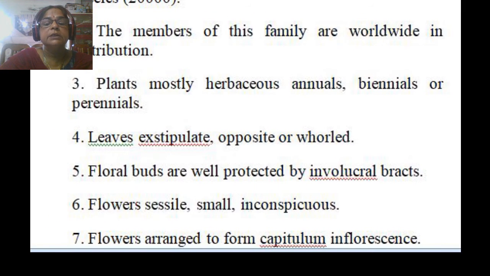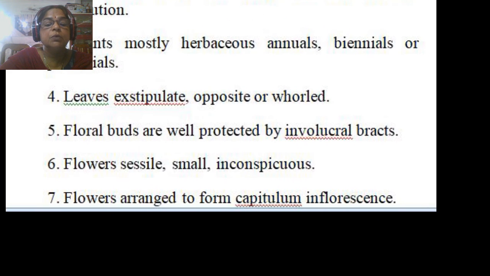The next character is the leaves. These leaves are exstipulate, alternate, opposite or whorled. Dominating is the alternate; opposite or whorled is also seen. These florets which are present in the inflorescence are minute in structure. They are very small, and they are protected by involucral bracts, which protect the bud. These flowers, the florets, are sessile, small and inconspicuous. Inconspicuous means they are very small in structure.